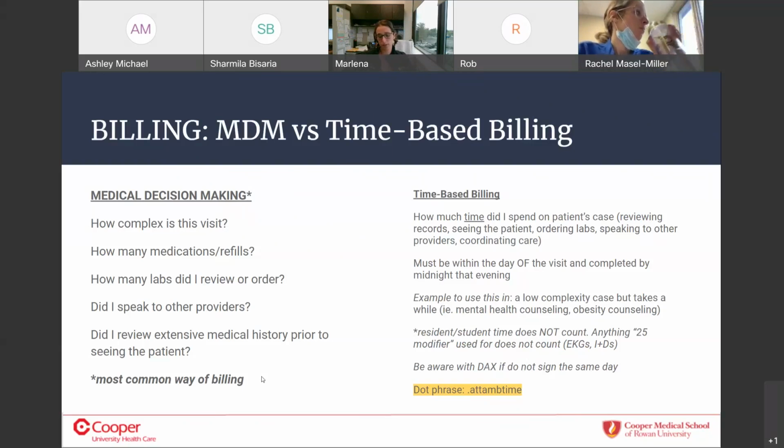So the reason I bring up the DAX dictation is sometimes, if you don't sign the note that the documentation specialist sends to you that day, you sign it the next day, you can't use time-based billing. So hopefully that makes sense. And if you don't use DAX, you'll figure it out when you start doing it.